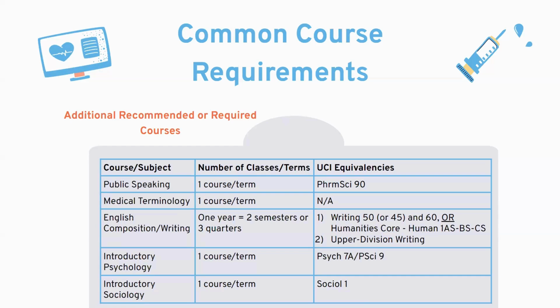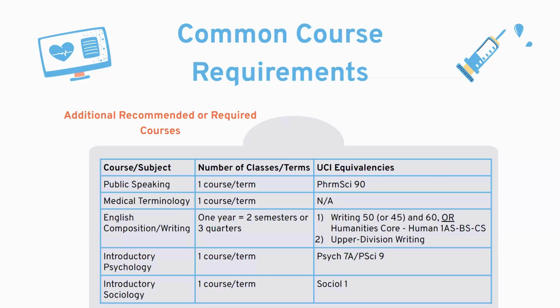English composition and writing is pretty common to all of the health professions, and this means either 2 semesters of composition and writing, or 3/4 if you're taking it at UCI. So if you are taking this here at UCI, your lower division writing plus upper division writing requirements should fulfill the year of English composition writing.